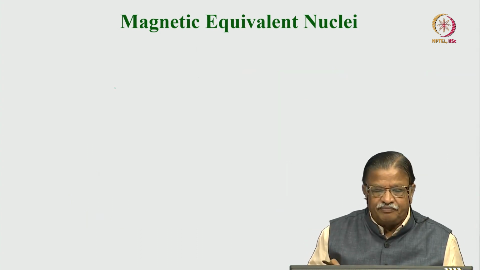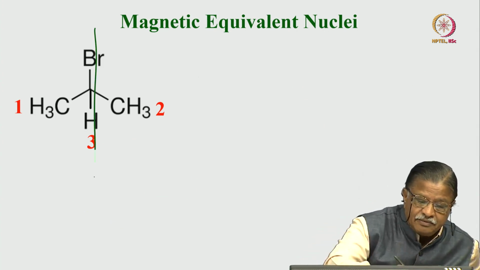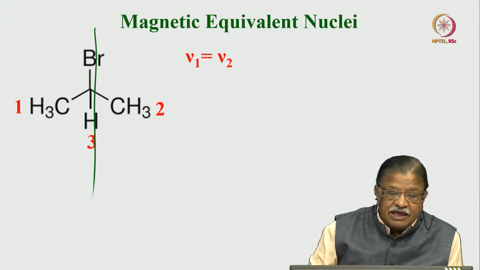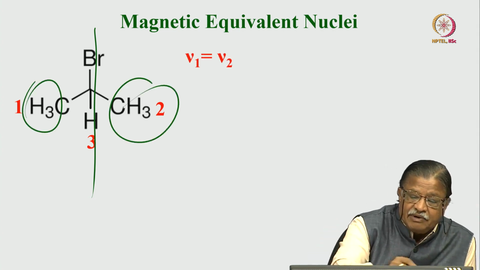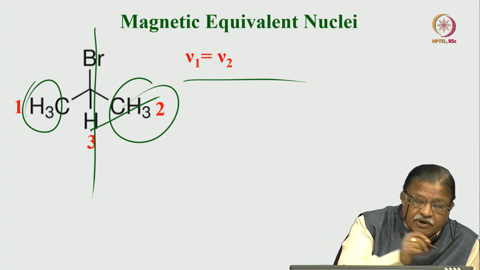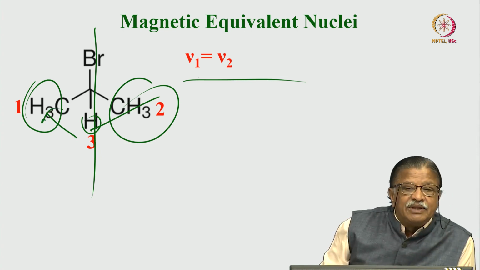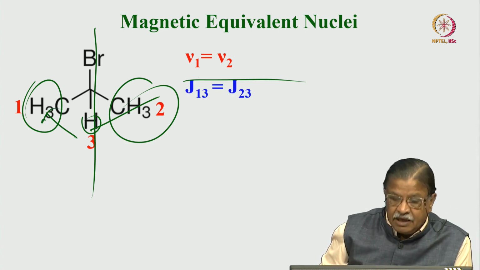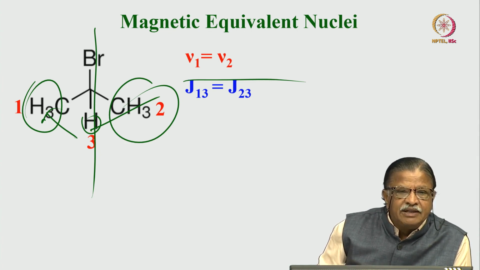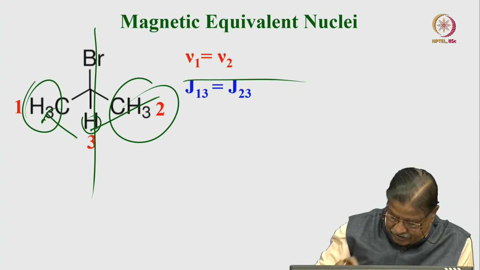This is one example. We can take the example of this molecule. There is a symmetry. There are 2 CH3 groups. So, this CH3 chemical shift and this CH3 chemical shift are the same. They are chemically equivalent. But what about the coupling between this proton and this CH3, and this proton and this CH3? What is the coupling between 1,3 and 2,3? J13 is again equal to J23. That means these 2 methyl protons are magnetically equivalent.